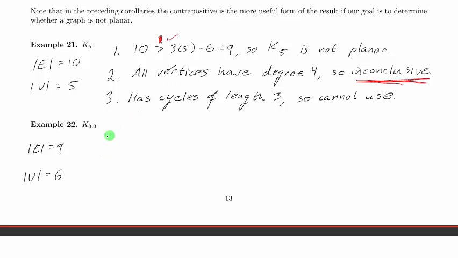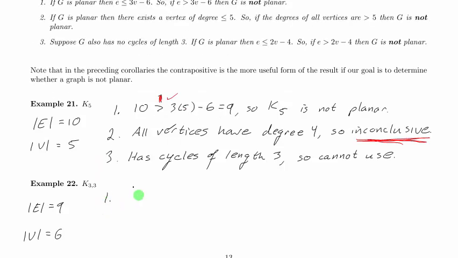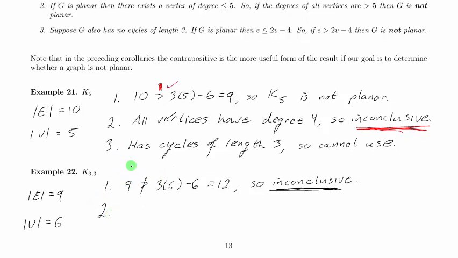So let's go through and check each part of the corollary. First, for part 1, we're going to see if 9 is greater than 3 times 6 minus 6. It's going to give us 18 minus 6, which is 12. Well, that is not true. So that means that this part is inconclusive. Again, inconclusive. We cannot say anything one way or the other there. Part 2 of the corollary, looking at the degrees of the vertices. Well, all of these have degree 3, so that part is also inconclusive.